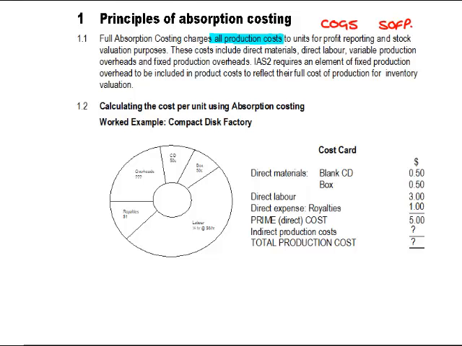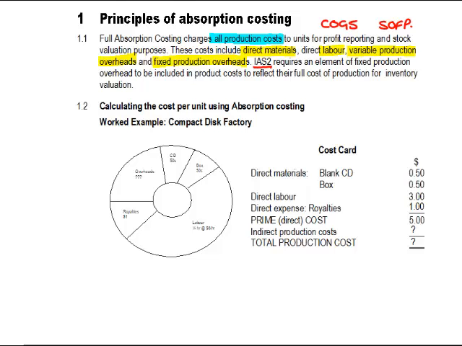These costs include variable costs such as direct materials, labour and variable production overhead, but importantly they also include an element of our fixed production overheads. Now, International Accounting Standard number 2, which deals with inventory valuation, requires us to put an element of fixed production overhead into product costs so that we can reflect their full cost for those inventory valuation purposes. So if we want to comply with accounting standards, then we do have to comply with the principles of absorption costing.